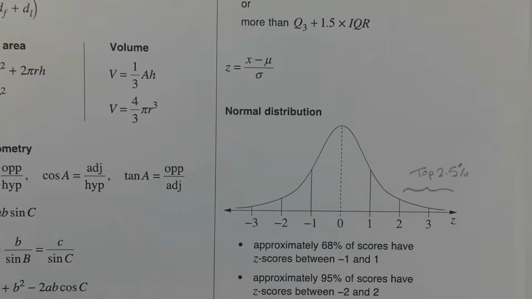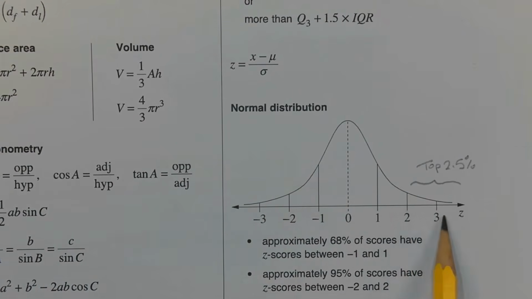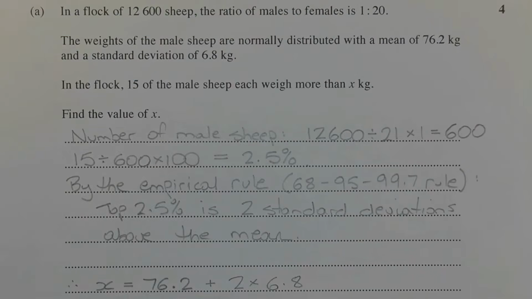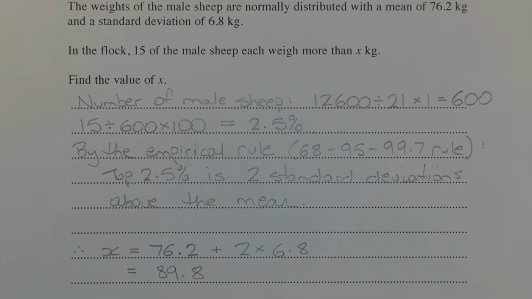So looking at the normal distribution, this is the top 2.5% there, and that occurs above Z equals 2. So to work out the value of X, we take the mean, which is 76.2, and then we add on to that 2 lots of the standard deviation of 6.8. So X equals 76.2 plus 2 times 6.8, which gives us 89.8.